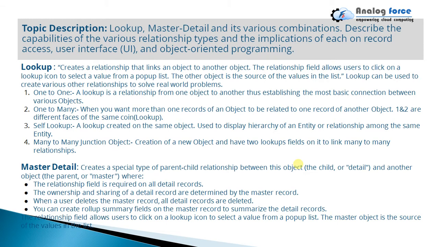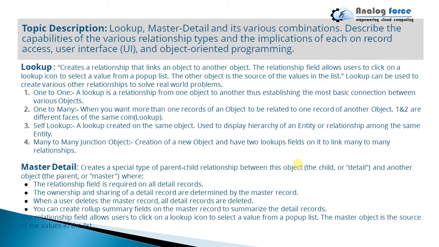The fourth point is very important to understand, that you can create roll-up summary fields on the master record to summarize the detail records. So imagine if you want to know the number of child records or the maximum out of those child records, you can create a roll-up summary field on the parent object. Remember that. And then you can create those fields to roll up and calculate some values from the child object.